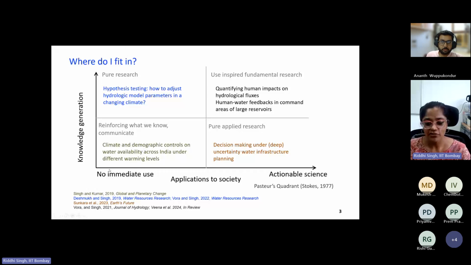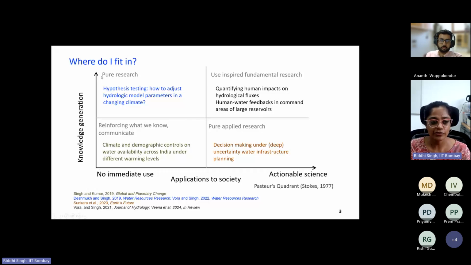So this is the Pasteur's quadrant that Stokes came up with in 1977 to help us classify where our science, our research fits. On the x-axis, we have applications to the society. We may have no immediate use for society right away, or we may have actionable science. And on the y-axis, we have knowledge generation.